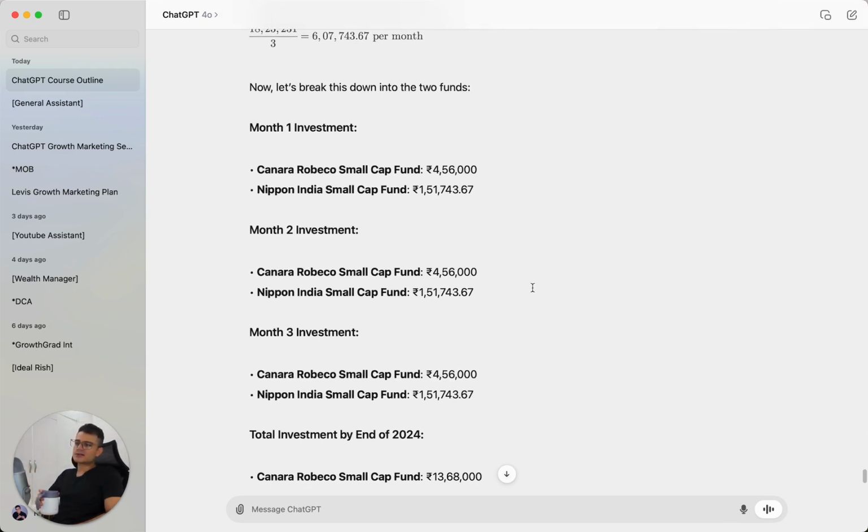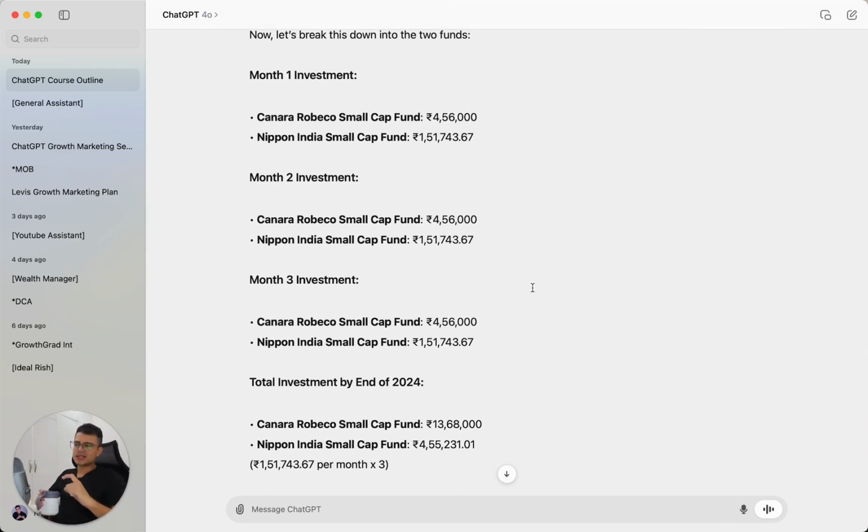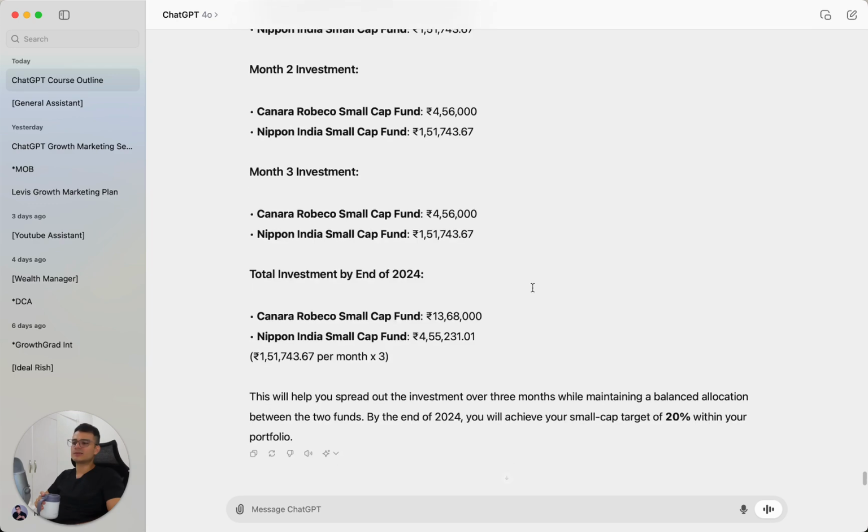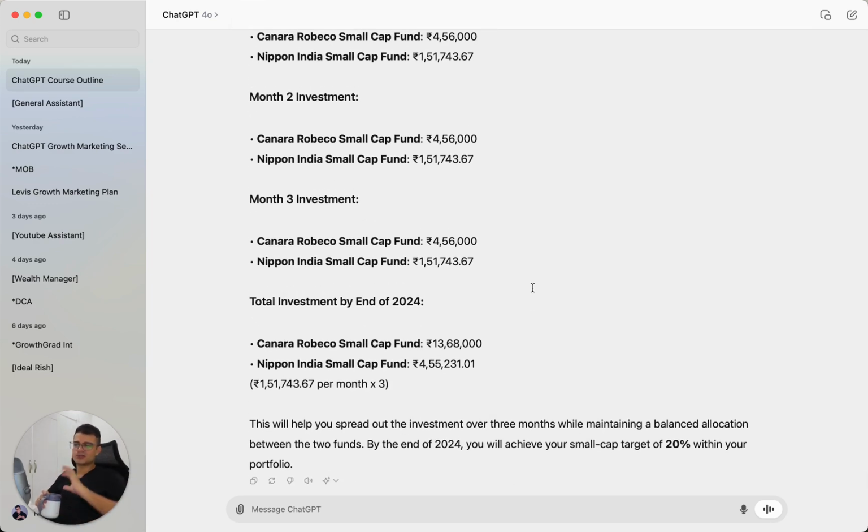This is how I can split in the 2 months. Now the split is taken based on my current portfolio, which is heavier on Canara Robeco Small Cap Fund, slightly lesser on Nippon India. Again, these are not fund recommendations. This is not personal finance advice. This is just how we can use ChatGPT in different ways.